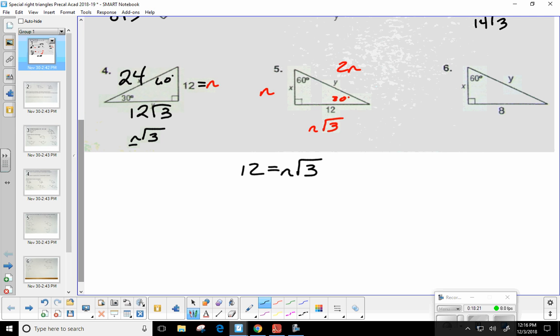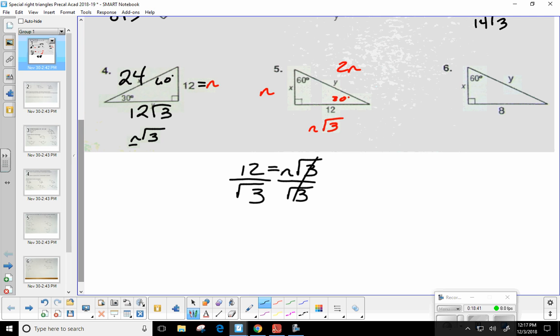So it's just like the previous problems. I'm still going to set the value and the expression equal to each other, but now I'm going to solve for n. How would I get n by itself? There we go. We have to divide by the square root of 3. So those are going to cancel. Now here, we want to go ahead and simplify this.